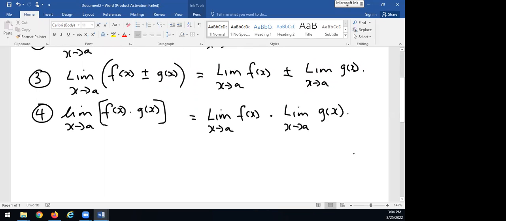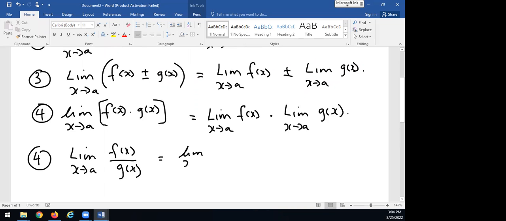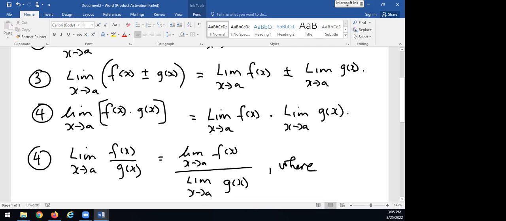Let me just put this last one there, the quotient one when you divide. If you have the limit as x approaches a of f of x divided by g of x, this is equal to the limit as x approaches a of f of x divided by the limit as x approaches a of g of x. Now, are there any restrictions? You're dividing, so what must g of x not be? 0, right. So g of x must not be equal to 0.